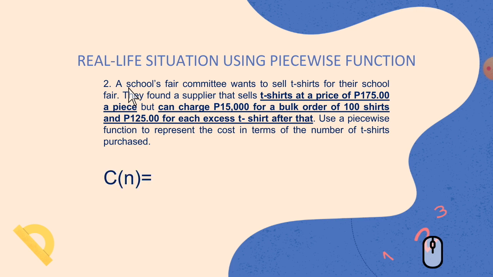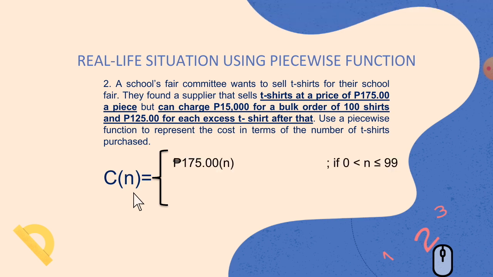natin gagawin. So the function is, ayan, C of n. Tama pala, kasi yung C natin is cost in terms of the number, which is the n. So, C of n. So, ito yung gagamitin nating symbol ng ating function to find the cost in terms of the number of t-shirts purchased. So, the first condition is, ayan, 175 pesos.